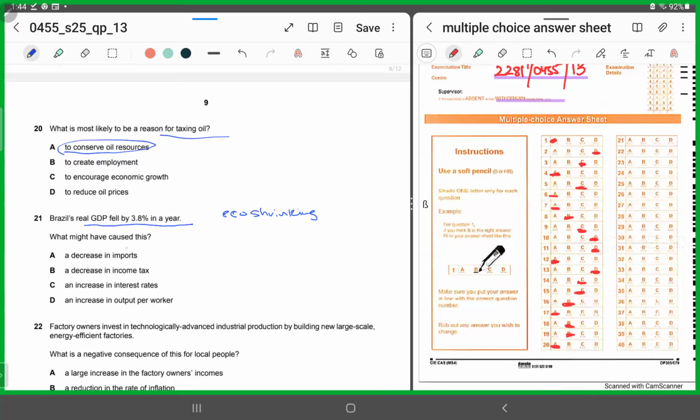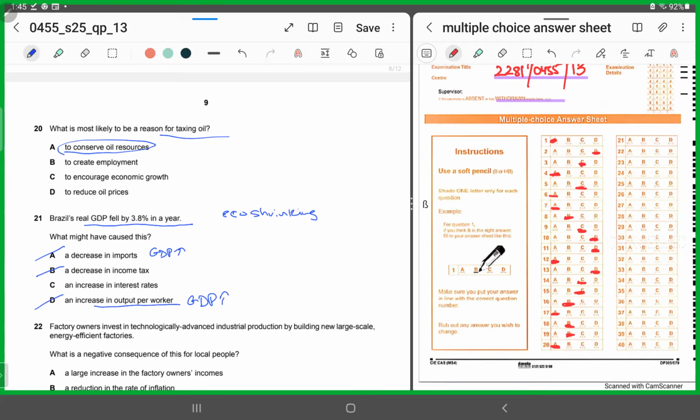Now, why would there be a fall in real GDP? A, a decrease in imports, it's wrong because if imports would have fallen, GDP should have been increasing. B, a decrease in income tax. So, if income tax would have been falling, spending would have been increasing. So, real GDP would not have been falling. So, it's incorrect. D says an increase in output per worker. If there would have been an increase in output per worker, GDP would have been increasing, not decreasing. But here it says it's decreasing, so it's incorrect.